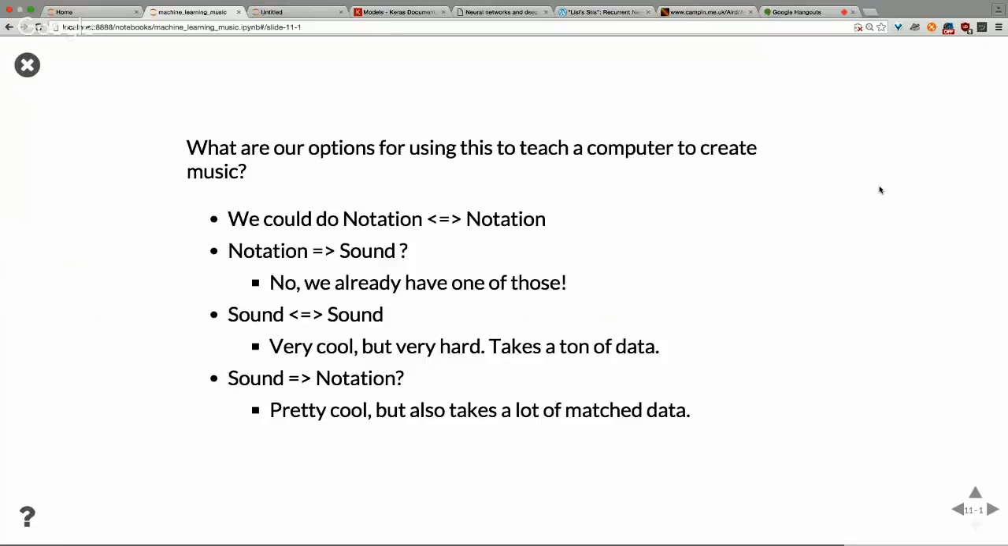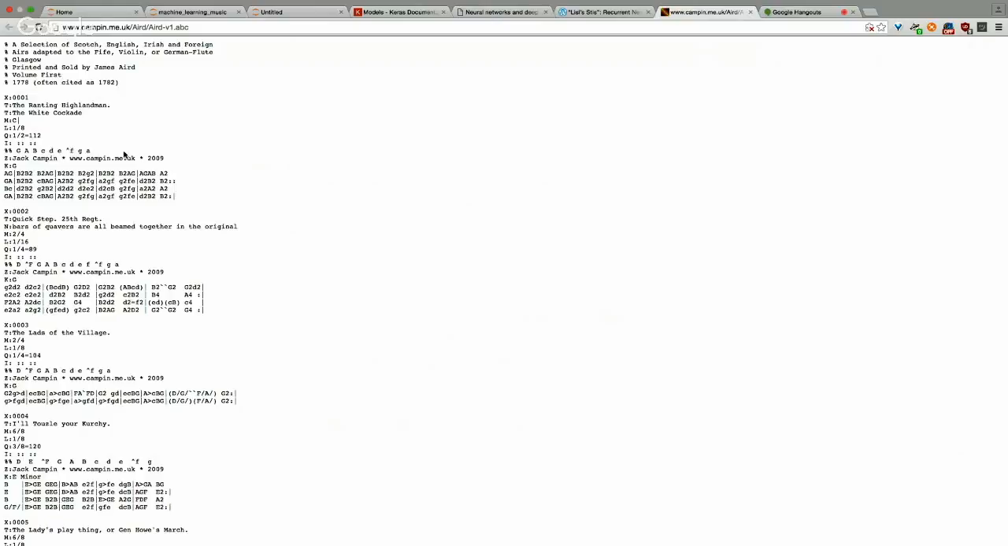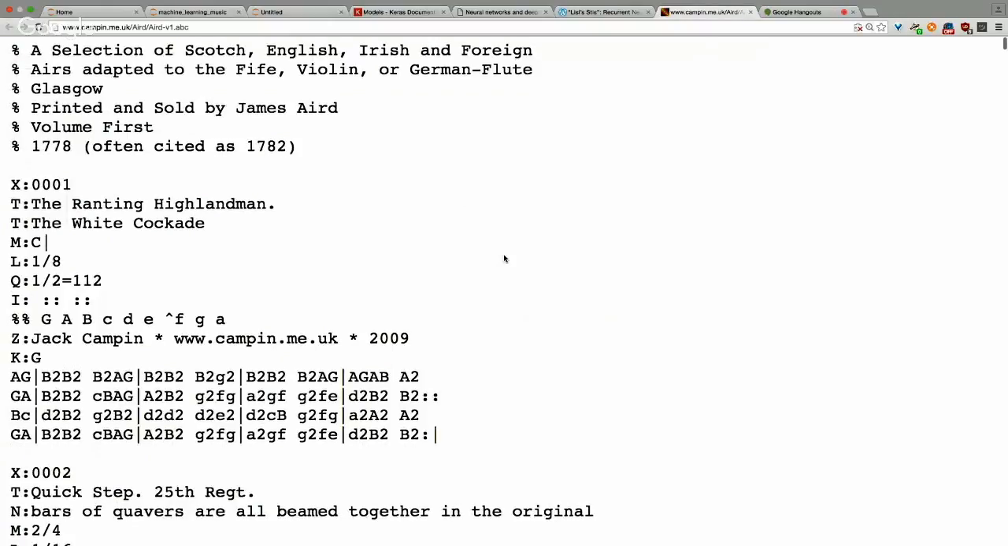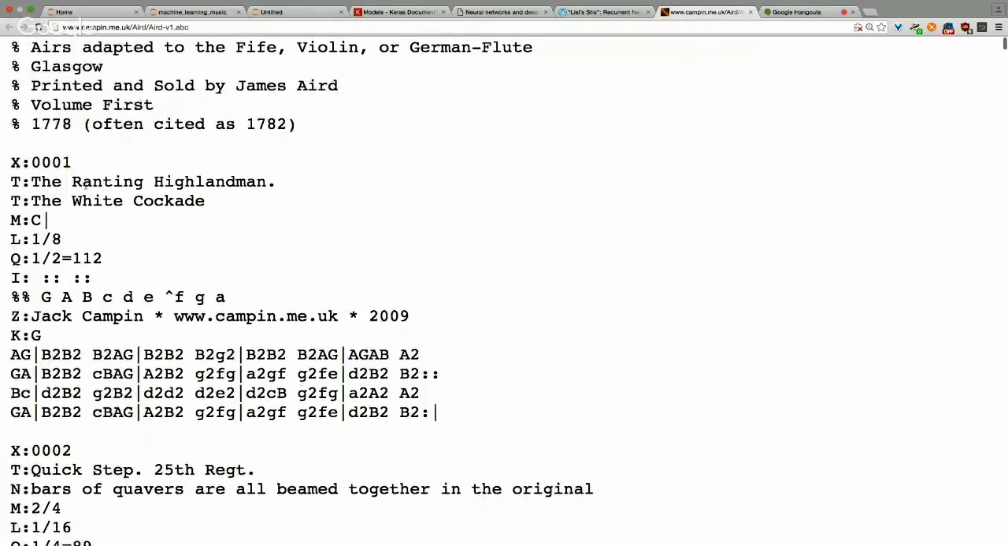Or, I mean, it's okay, you can escape, but you could do something like ABC notation, and we've actually got a great example of it here. Here we go. We'll zoom back in. This is a completely text-based representation of music. In fact, a representation of the Ranting Highlandman, or alternatively, the White Cockade. But this is music.